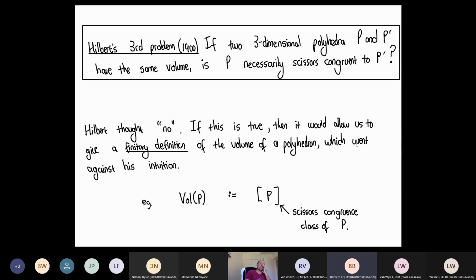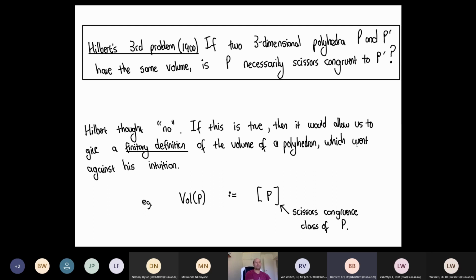So Hilbert thought the answer was no. And the reason being that if it were true, then it would allow us to give a finite definition of the volume of a polyhedron. And that went against his intuition, which was a very good intuition since he was David Hilbert.